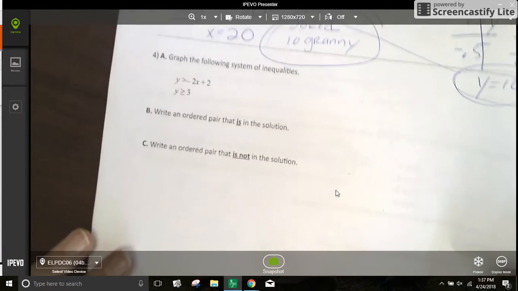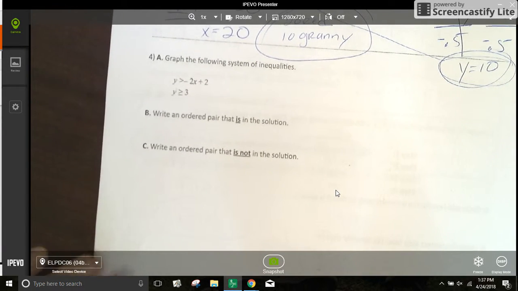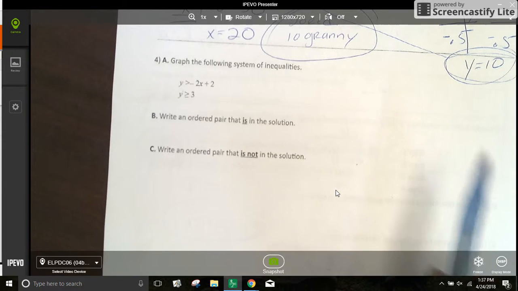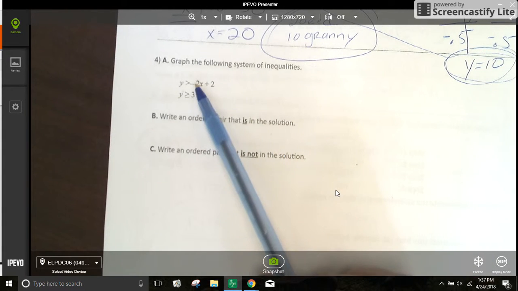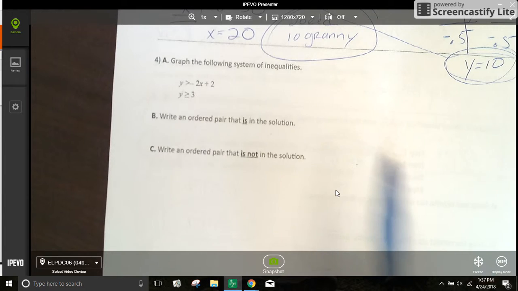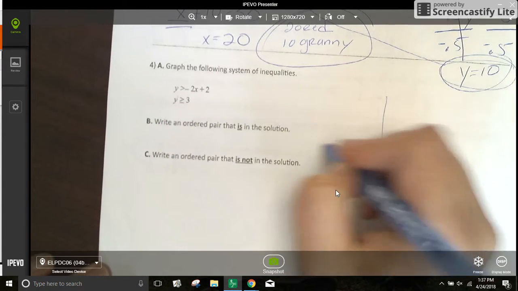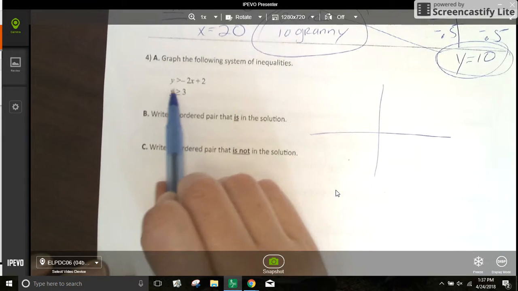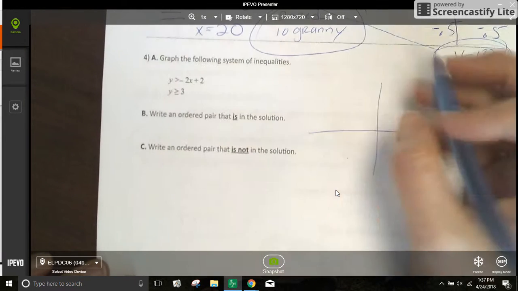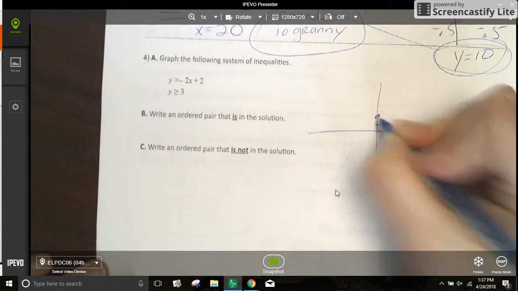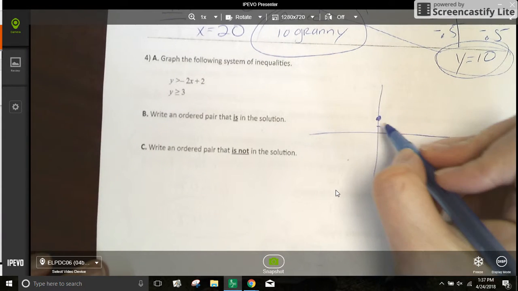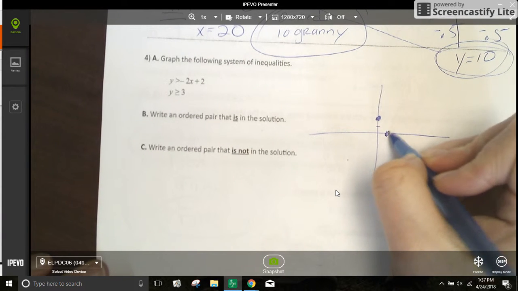And then the last problem, inequalities. Write an ordered pair that is a solution. A solution of an ordered pair is where it's shaded. So first thing I'm going to do is sketch a graph. Let me graph the first one. The y-intercept of the first one is at 2, and my slope is -2, so down 2 over 1.